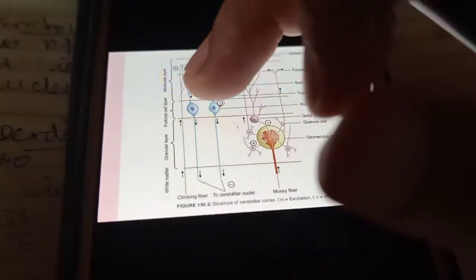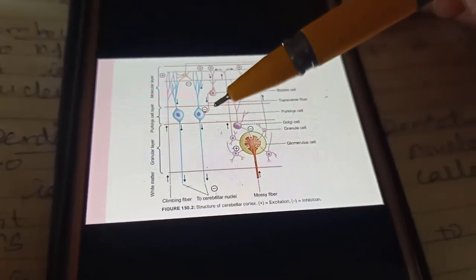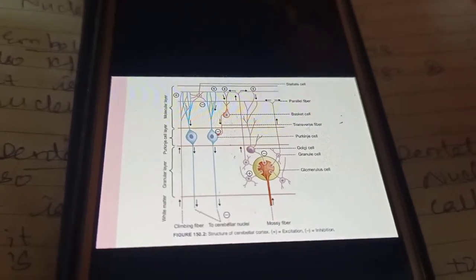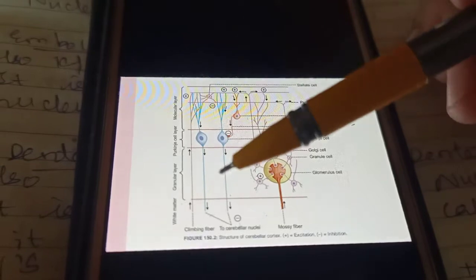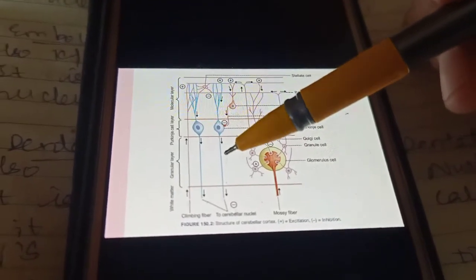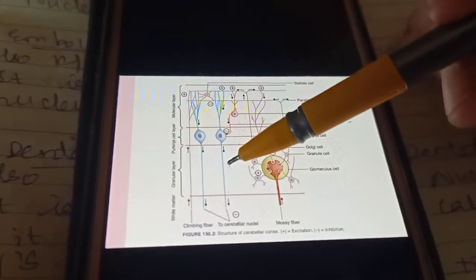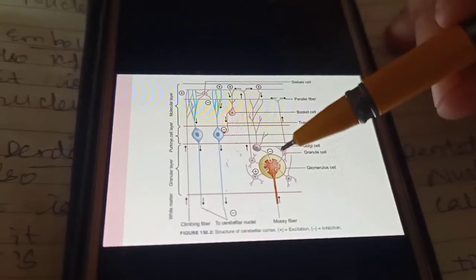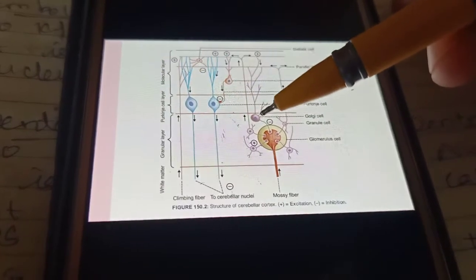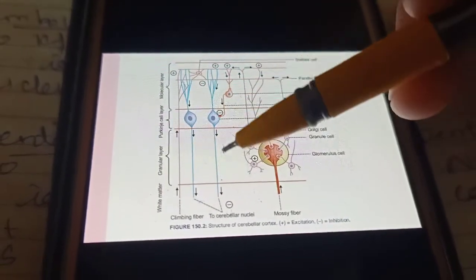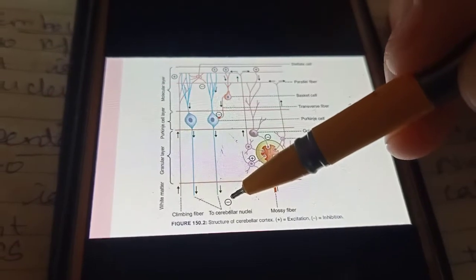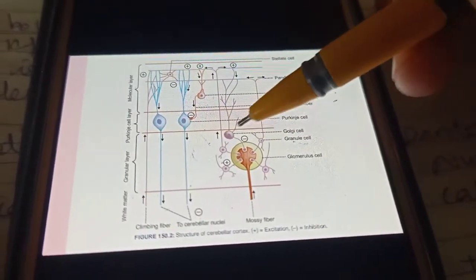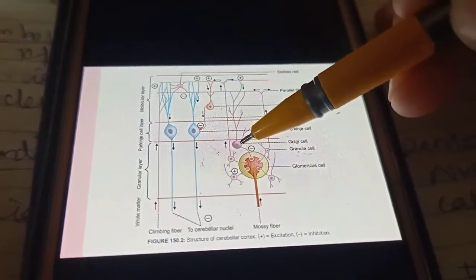So this layer consists of so many interneurons. Almost half of the interneurons of the entire central nervous system are present in this granular layer, between the Purkinje cell layer and the white matter. It consists of two cell types, the granule cells and the Golgi cells.